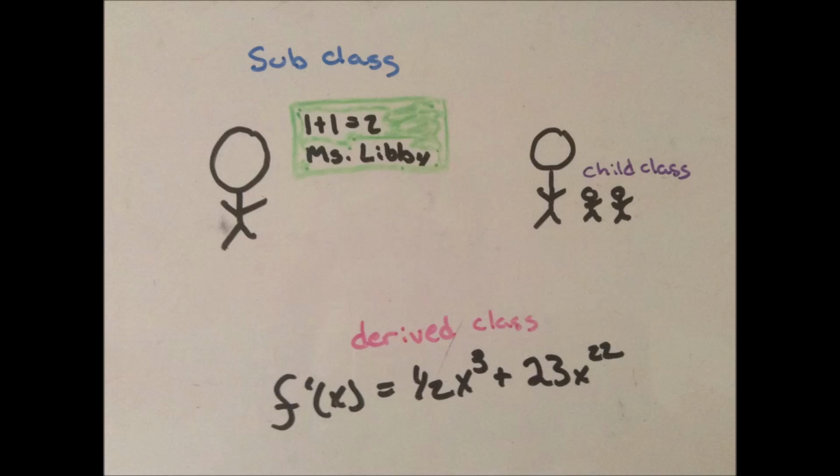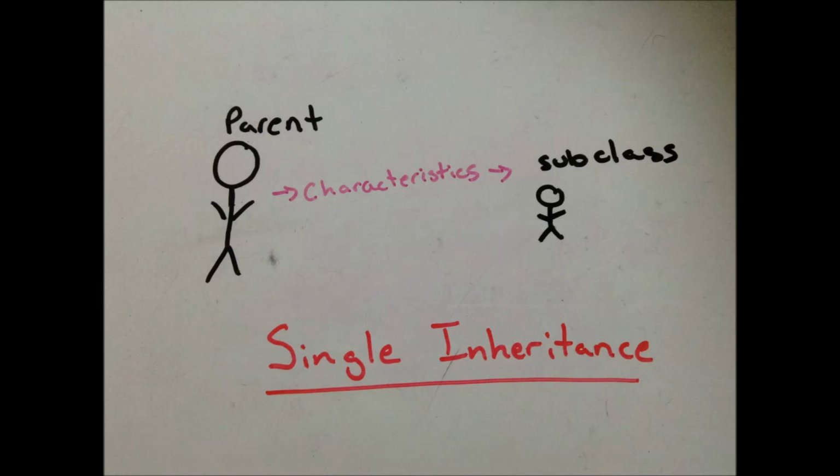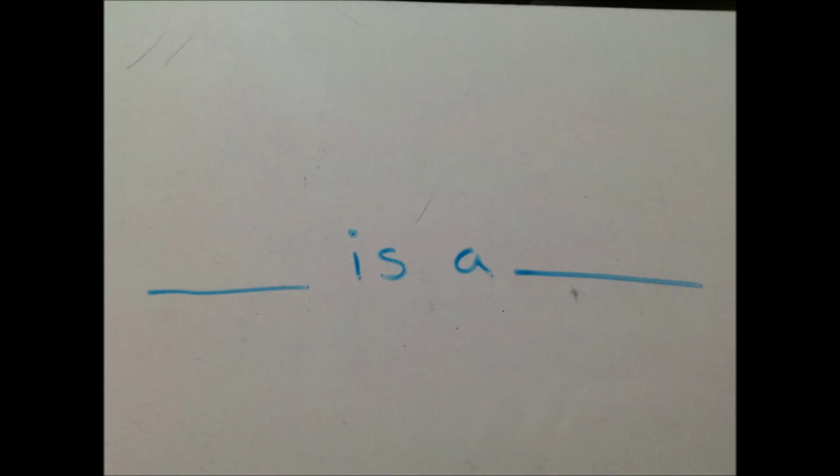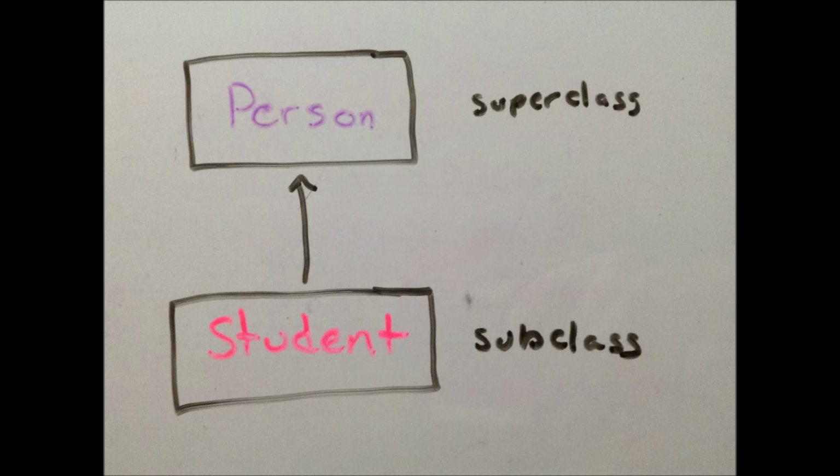The subclass inherits characteristics from one parent class. It's called single inheritance. This fancy diagram shows a superclass and a subclass. The line between them shows the is-a relationship. The diagram is read as, a student is a person. The boxes show that the student class is a subclass of the person class.